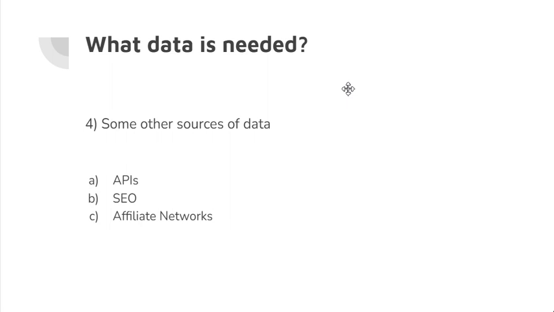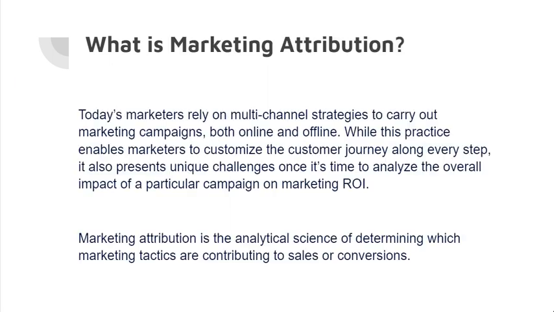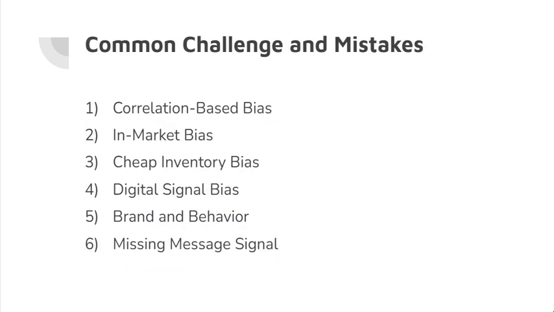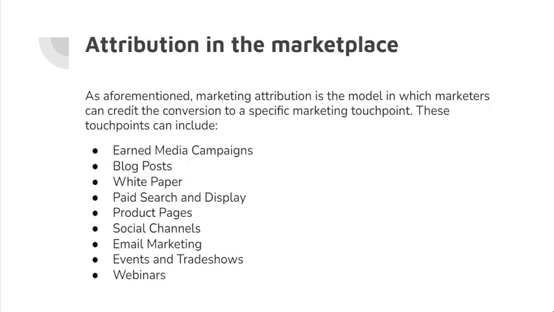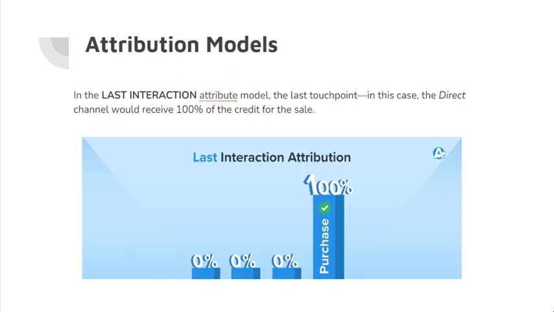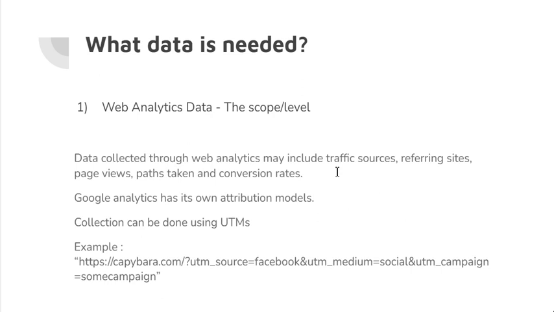So yeah, with that we have completed all the theory part that was there to attribution. We saw what it is. If we just quickly go back, we can see it is just the analytical science of determining which marketing tactics are contributing to sales or conversions. Then we saw the importance of it. We saw benefits and some common challenges and mistakes, and attribution in the marketplace, how to use attribution. Then we covered the different attribution models, and finally in this video we covered what data is needed and some challenges that could happen while going about data and attribution.